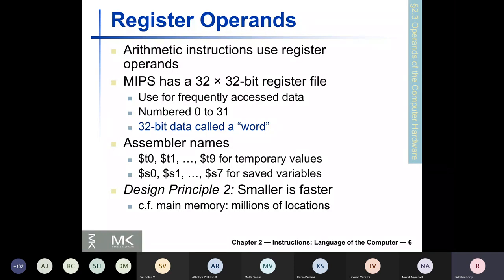Every register, remember, is 32-bit. A collection of 32 contiguous bits is called a word in this microprocessor terminology. So we say the word size used by this microprocessor is 32 bits.